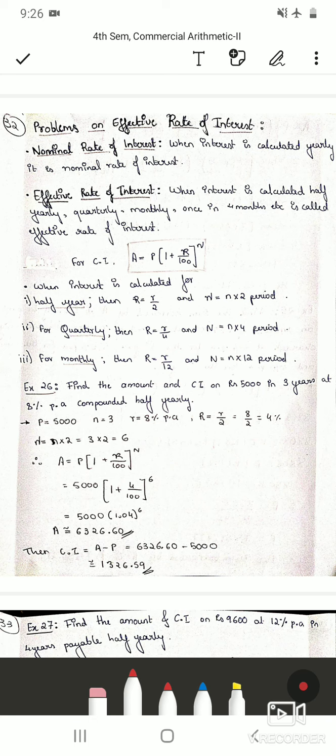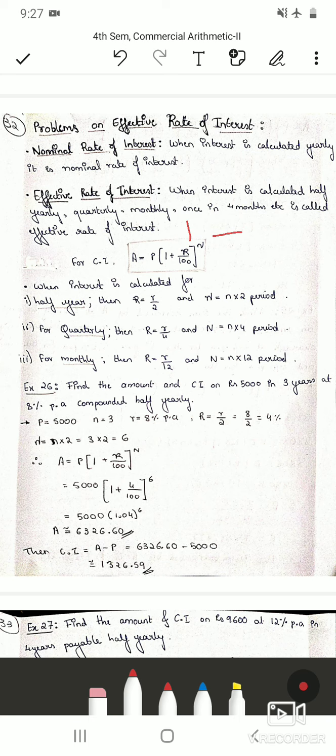So in nominal rate of interest, what is done? Interest is calculated every year for a given period, whereas in effective rate of interest, for a certain given period, that is for certain n, the interest might be calculated half yearly, that is for every 6 months, or it might be calculated quarterly or monthly, and so on. For this, the formula for compound interest amount is P into 1 plus R by 100 whole raised to N. Here you can see capital R and capital N are used for rate of interest and period respectively.